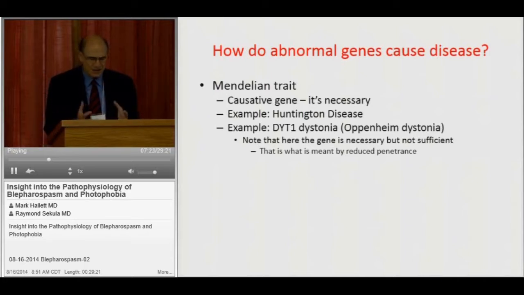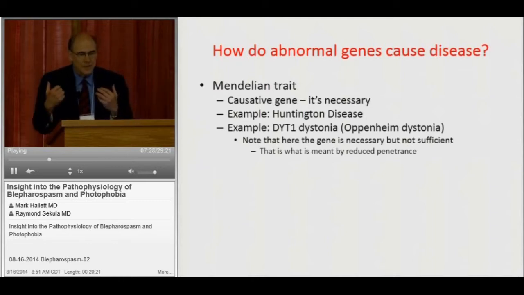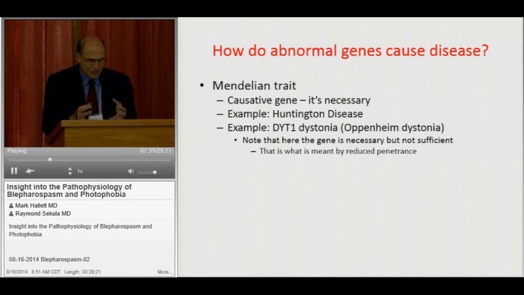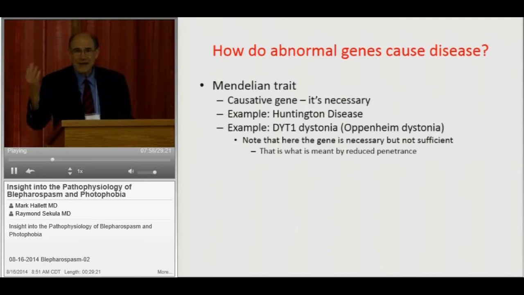One is that the gene is a very strong causative gene, a so-called Mendelian trait, that if you have the gene, this is necessary to get that particular illness. Something like Huntington's disease or DYT1 dystonia, a form of childhood onset generalized dystonia, are examples of that. Now, the gene is necessary but not sufficient. So in order to get Oppenheim's dystonia, DYT1 dystonia, you need that gene, but even if you have the gene, you may not get it. So there are other factors as well.